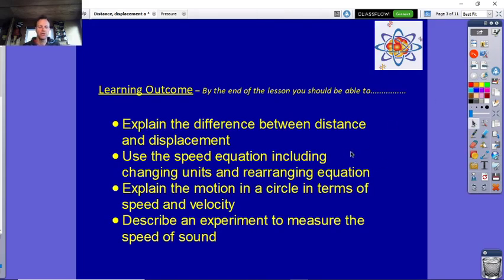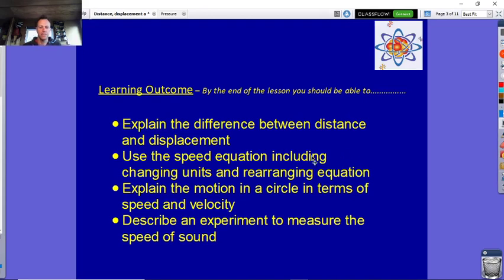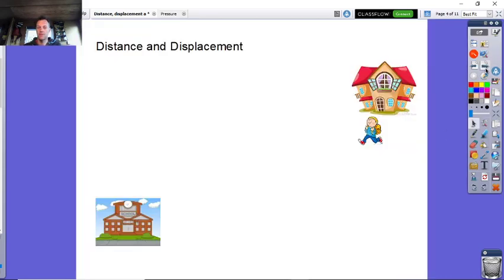And what I'd like you to be able to do at the end of this lesson: explain the difference between distance and displacement, use the speed equation including changing units and rearranging the equation, explain the motion of a circle in terms of speed and velocity, and describe an experiment to measure the speed of sound.